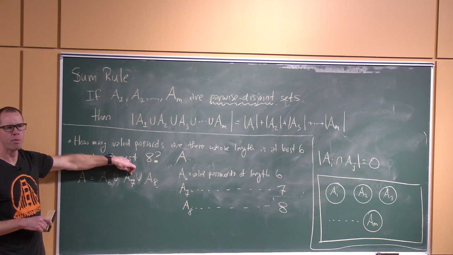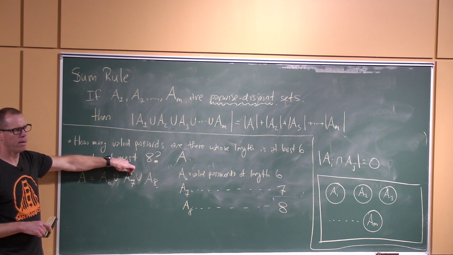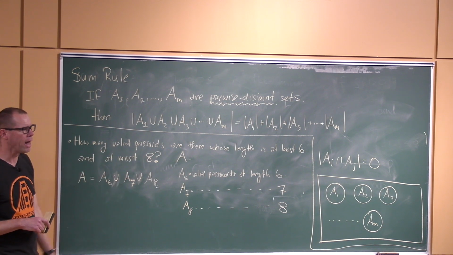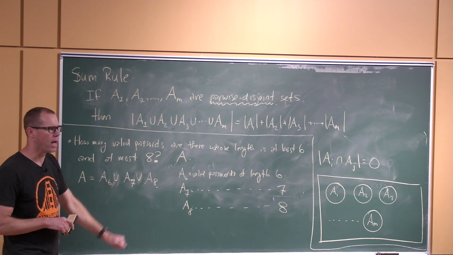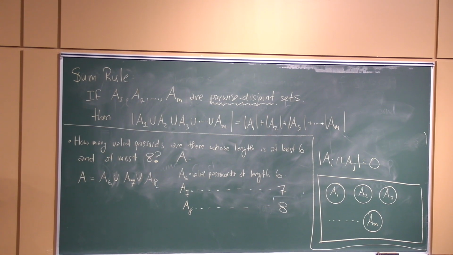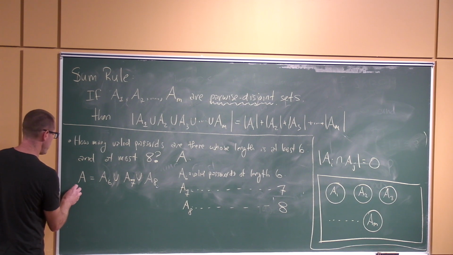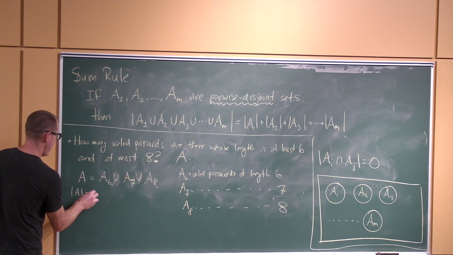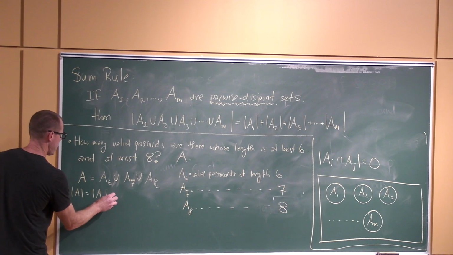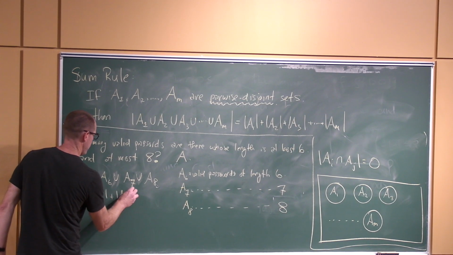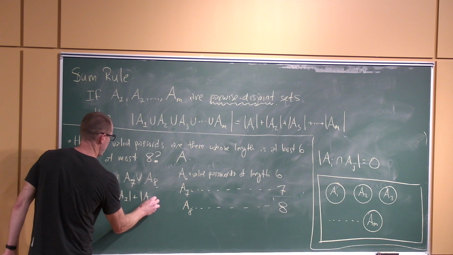No, right? The password has a certain length, and it's in one of these sets depending on its length. It's never in 2 of these sets. So these things are indeed pairwise disjoint. So that means that we can apply this rule to get that the size of A is the size of A6 plus the size of A7 plus the size of A8.